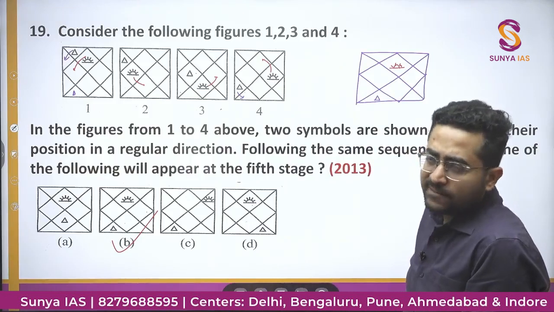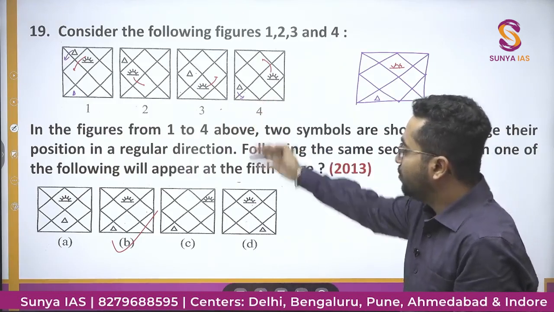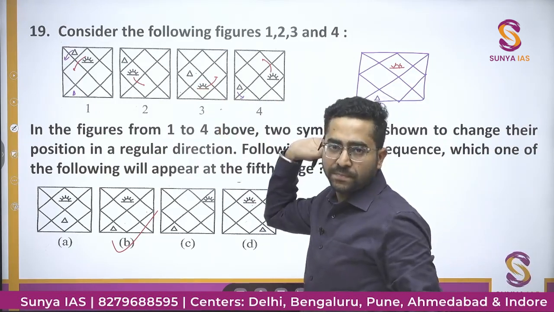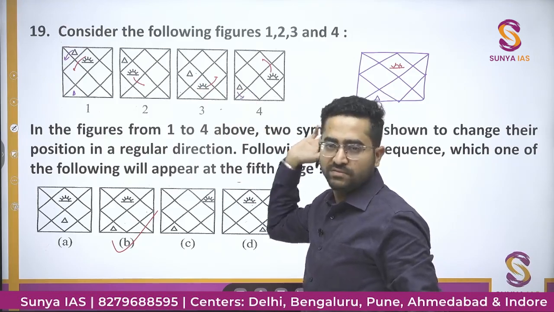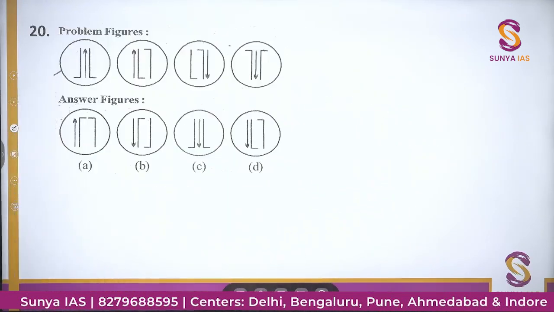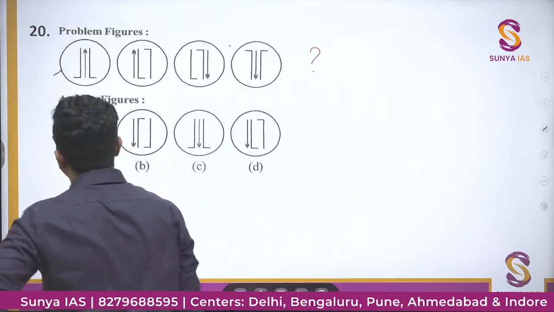Any doubt in this question? Kuch bhi nahi hai. Kya hai isme? We tried to see the pattern followed by triangle as well as this sun, और वो हमने कर लिया, तो we got the pattern. Next, so again they are asking the next figure की क्या होगा.